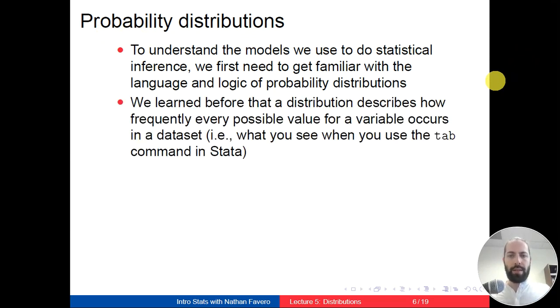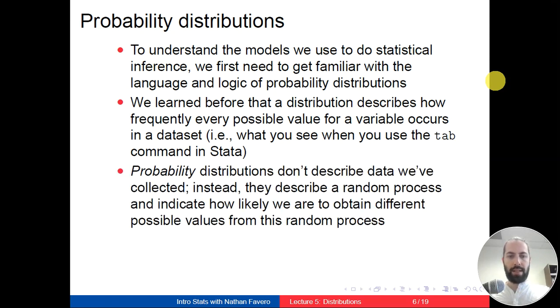We learned before that a distribution describes how frequently every possible value for a variable occurs. That's what we just talked about on the prior slides. A probability distribution is a little bit different because it doesn't describe data we've collected. Instead, it describes some random or probabilistic process and indicates how likely we are to obtain different possible values from this random process. So, in other words, the distributions we talked about on slides 2 through 5 are distributions of data that we've collected. A probability distribution is something hypothetical. It's about something that could occur and how likely different possibilities are.